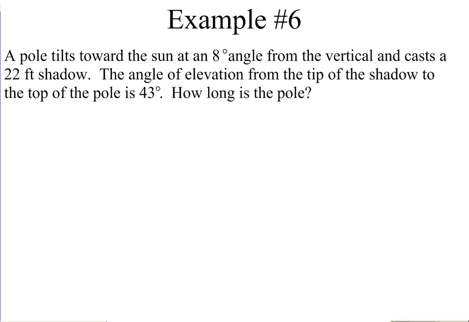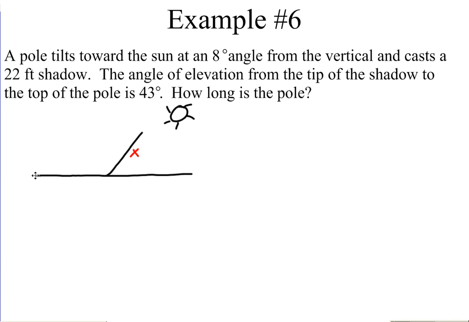Example 6. A pole tilts towards the sun at an 8-degree angle from the vertical and casts a 22-foot shadow. The angle of elevation from the tip of the shadow to the top of the pole is 43 degrees. How long is the pole? So the first thing we need to do here is draw a picture representing this problem. We have flat ground. We have the sun somewhere up in the sky. And we have a pole that is leaning toward the sun. What we're looking for is the length of that pole.